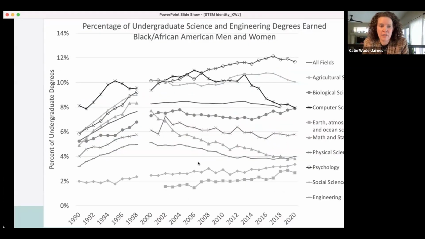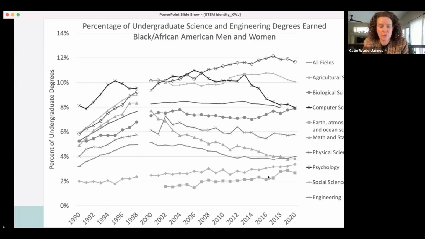This first graph is looking at the undergraduate degrees, only undergraduate degrees, and it's looking specifically at Black or African American men or women. Now it is disaggregated by the different fields that are considered science or engineering. This time we're going all the way from 1990 up until 2020. This break here is 1999. Y2K, y'all, there's no data for that year.